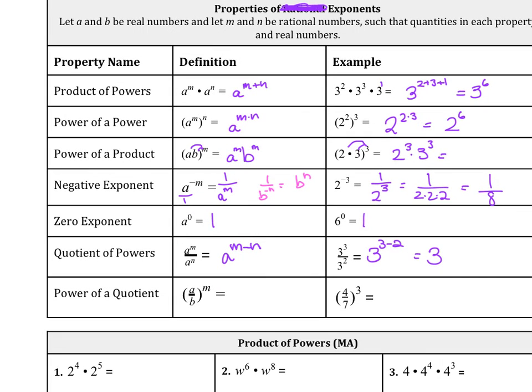Power of a quotient. So what we're going to do with this is we can distribute this m to both the a and the b. So this is a raised to the m over b raised to the m. And another important thing about that, more than anything, is that we can go the other direction as well.